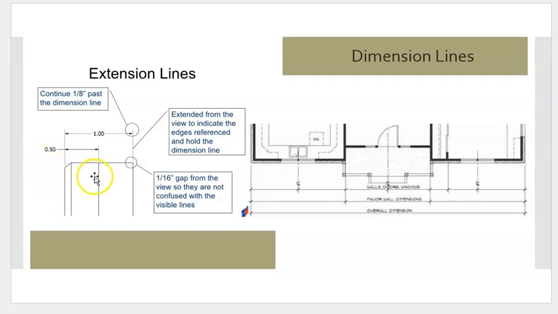It just shows the disconnect. And it brings our mind, when we're blueprint reading, to say, okay, this is not together, so this is an extension line, because look, here's a dimension line.